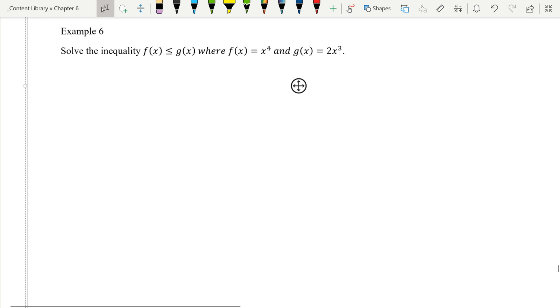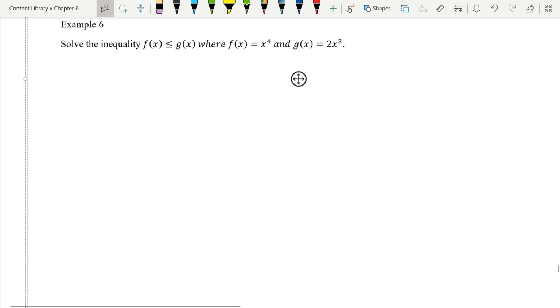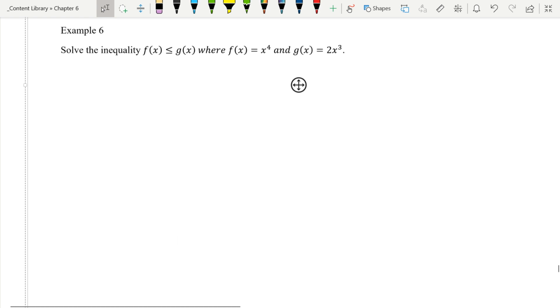Yeah, like 6 hours is a really long one, but it's basically combined for all the exercise. So it's inequality as well. Again, I'm just showing you a different shape of the graph. This one will be easy. So I want to solve the inequality f(x) smaller or equal to g(x). So f(x) is x to the power 4, smaller or equal to g(x), which is 2x to the power 3.